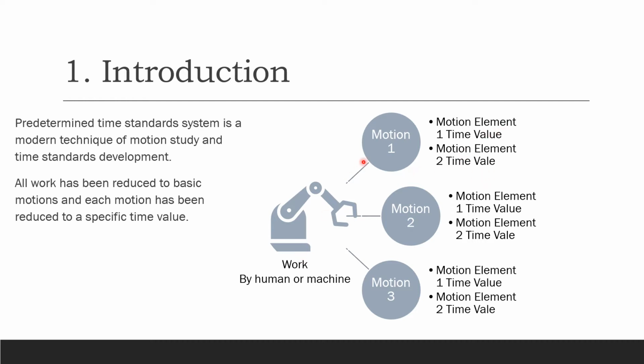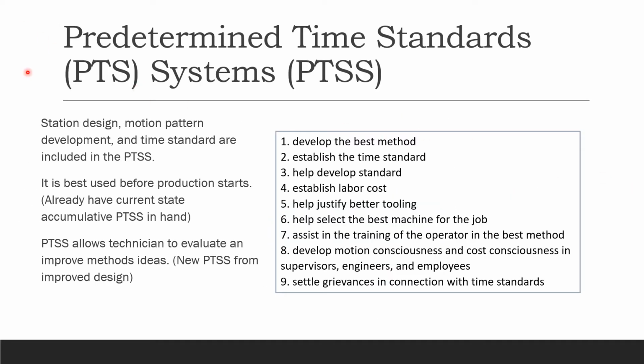So here work is divided into motion 1, 2, 3, and motion 1 is divided into motion element 1, and then you're measuring that motion element time value. And you're already doing it in the lab, first round. So PTSS is your workstation design, your motion pattern development, and time standards. And it is best used before production begins.